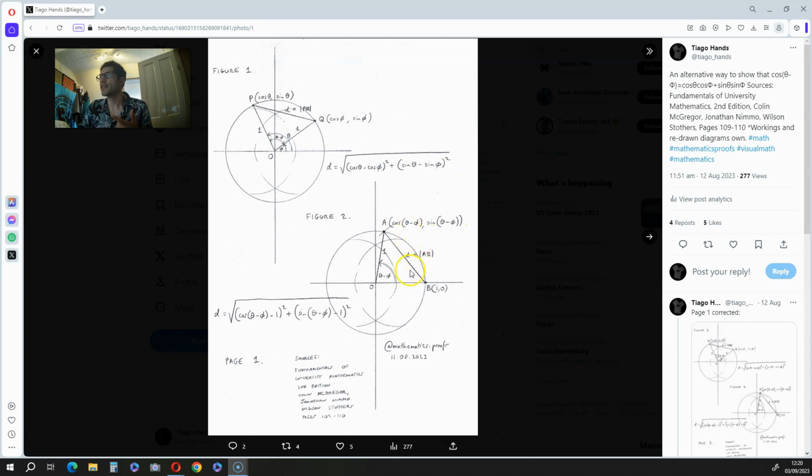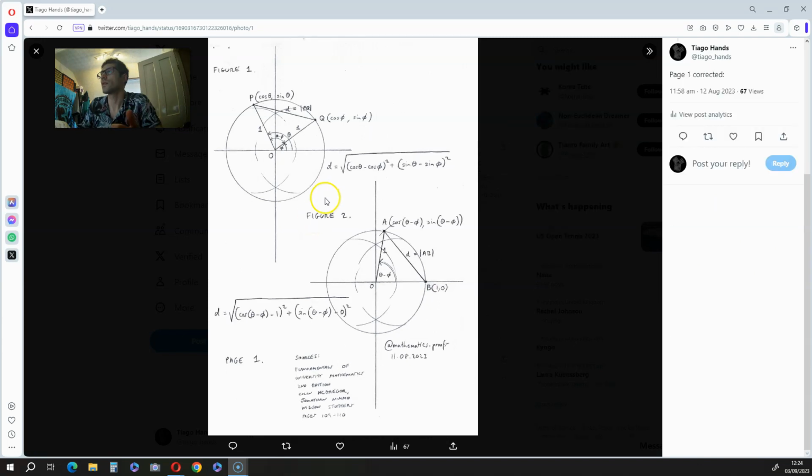Okay, so we've identified that these triangles over here are the same. And because they are the same, the distance from P to Q is going to be the same as the distance from A to B, okay? And if we make these 2 distances equivalent, we could end up proving that cos(theta minus phi) is cos theta cos phi plus sine theta sine phi. Okay, so we are going to do that next.